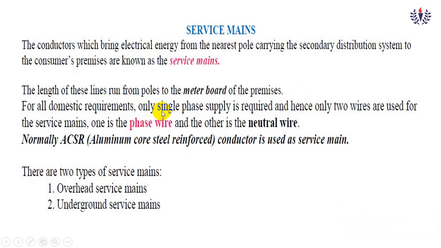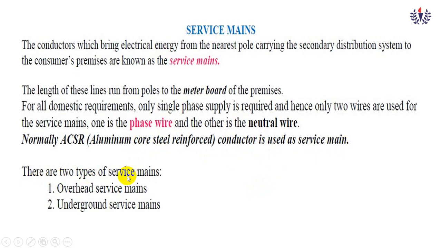For all domestic requirements, only single phase supply is required, and hence two wires are used for service mains, one for phase wire, the other for neutral wire, and along with it we may add an earth wire also, the third conductor. Normally ACSR is used as the conductor for service mains. ACSR is nothing but aluminum conductor steel reinforced.